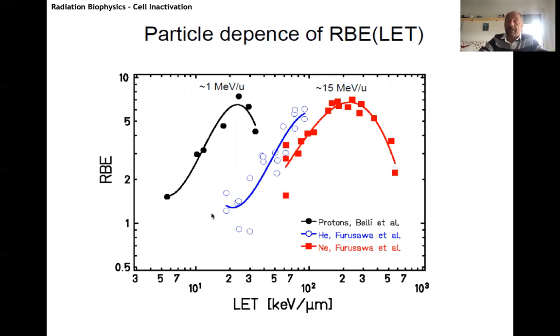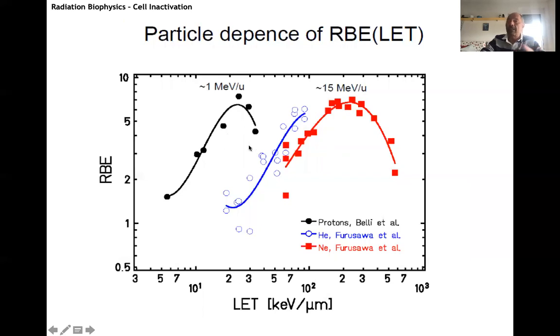This is an experiment where you have the RBE as a function of LET, but for 3 different ions, protons, helium, and neon. And you see that at the same LET, you have a very different response. Protons are much more effective than helium or neon. Neon will go down here if you can have this low LET. So the LET alone is not enough.